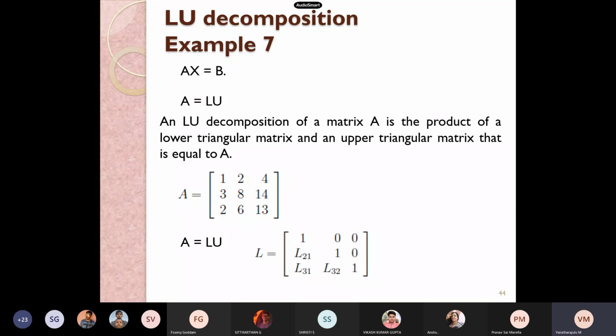What we are trying to do is reduce this A into two different matrices. One is the lower triangular matrix. Very importantly, the terms in the main diagonal of the lower triangular matrix are all equal to 1, and here L21 denotes the address, that is row and column: the second row and first column. Similarly, third row first column, third row second column.